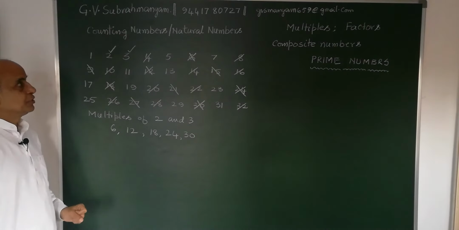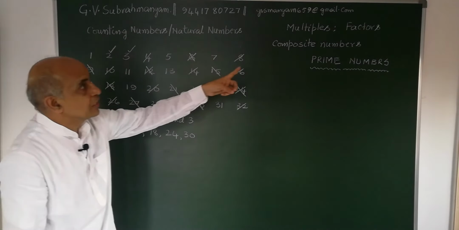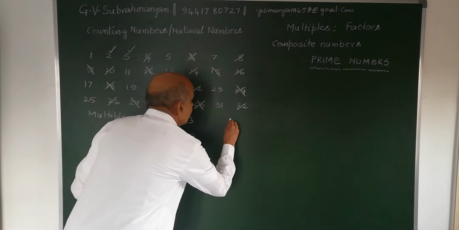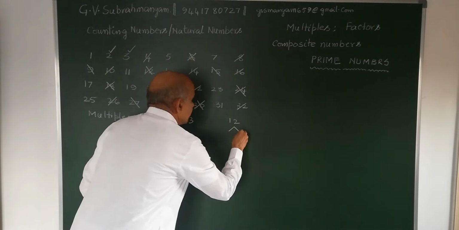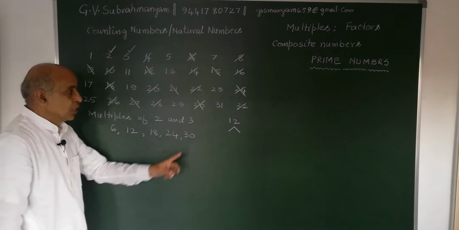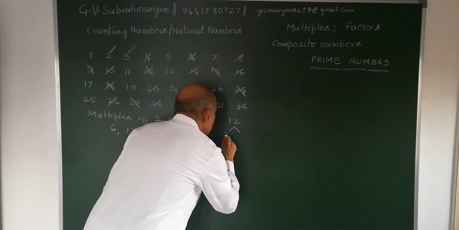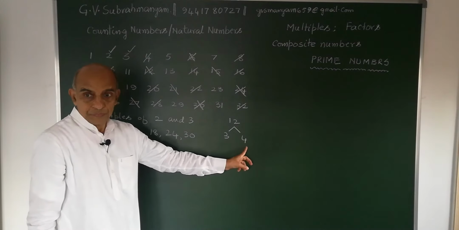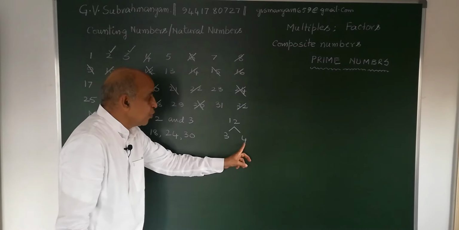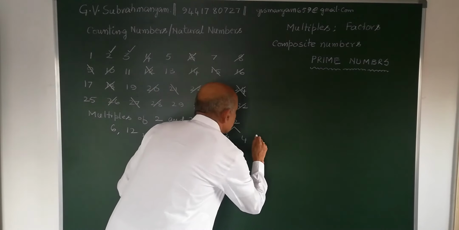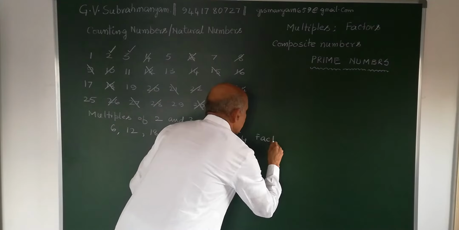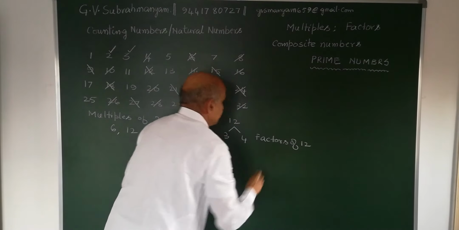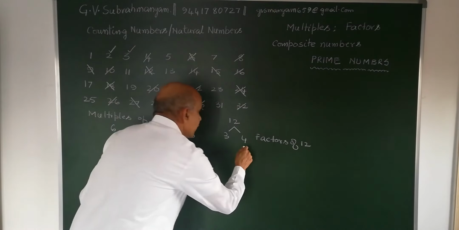These are multiples. Now let us see the factors. What do you mean by factors? Suppose you take 12. 12 can be written as 3 into 4. 3 4s are 12. So these 3 and 4 are called factors of 12. But again 4 can be further factorized.